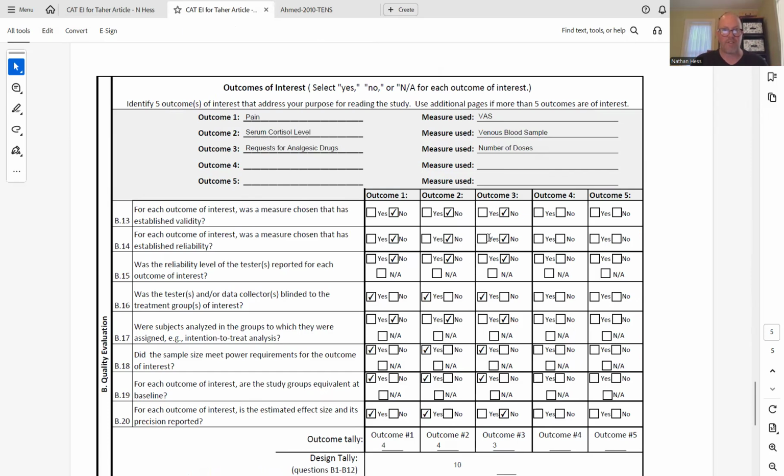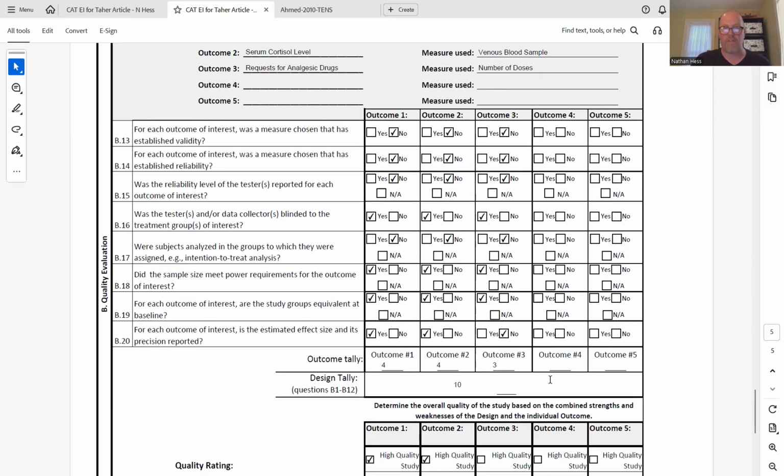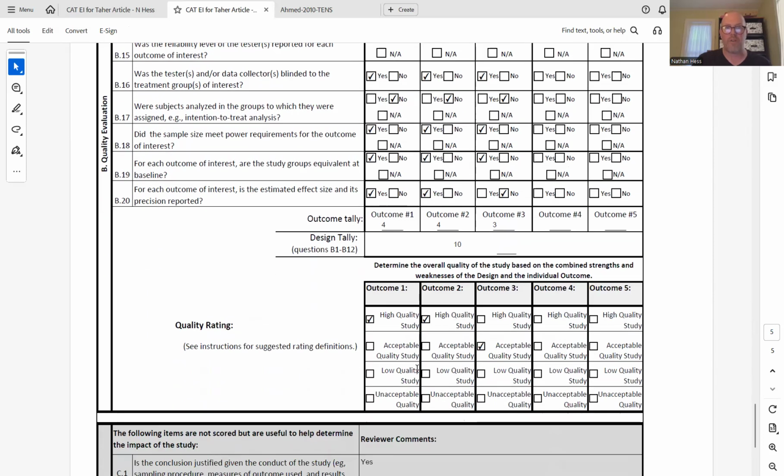And that's the thing to make sure you understand. You don't have to have the same things for 1, 2, and 3. Different outcomes may have different check marks here depending on what they do. We tally those all up, 4, 4, 3, and now we come to the quality rating.